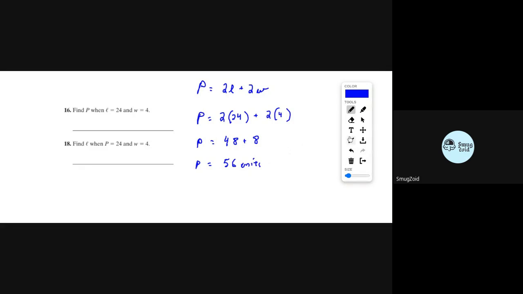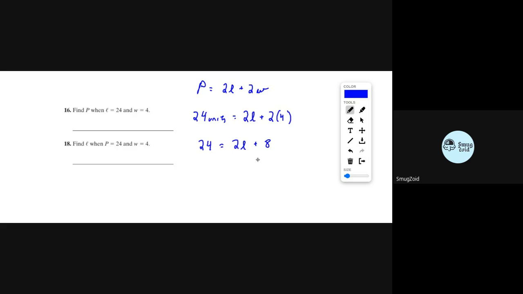Let's do the next one. It's a little more complicated, but doable. Let's see what we got going on here. They're going to give me one of my answers. My perimeter is 24, let's say, units. That's going to be equal to 2 times L plus 2 times, and they give me 4, for W. I'm going to move these down and take out the unit stuff so I can see what's going on. 24 equals 2L plus 8.